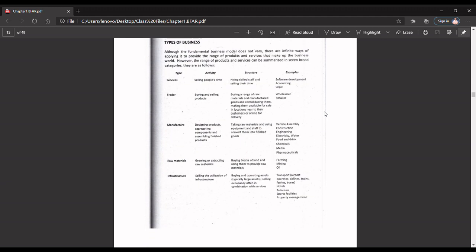First, we have services, or a service type of business. It involves selling people's time. Examples include, of course, accounting, legal, and software development as well. Next, we have trade, or the buying and selling of products.